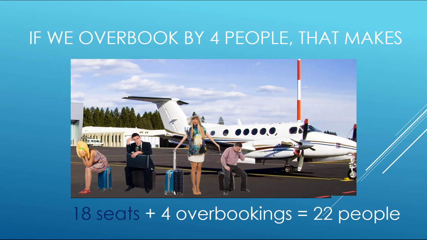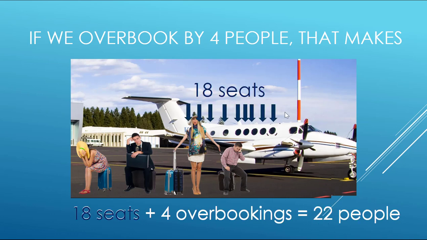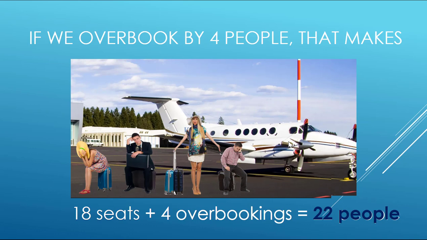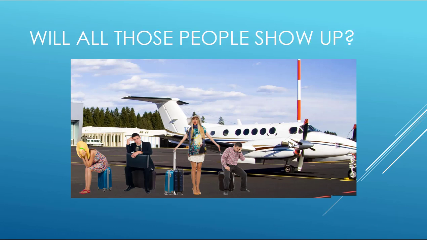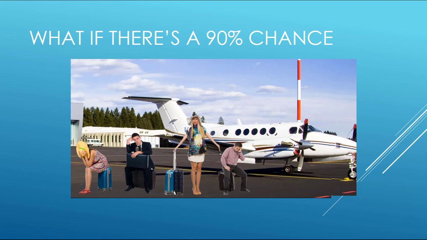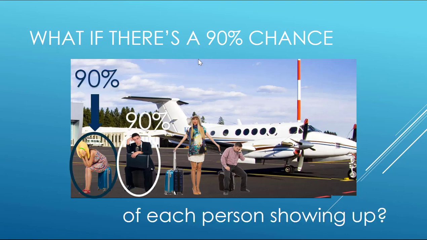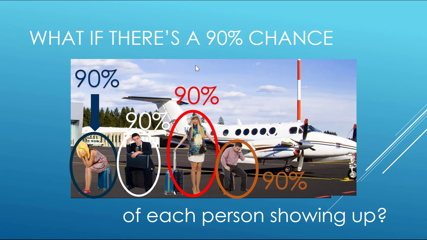So if we overbook by 4 people, that makes 22 people, or 22 reservations that we allow for, because we have the 18 seats inside, plus we allow for 4 overbookings. Again, that makes 22 people. But will all of those people show up? Let's say there's a 90% chance that each of them will show up. So they each have 90% chance of showing up, including everybody in the plane as well. Everybody has a 90% chance of showing up, let's say.